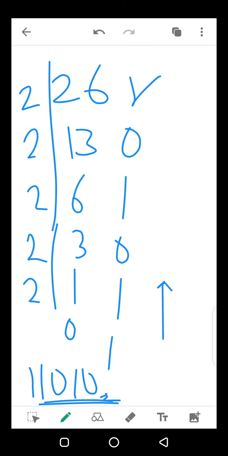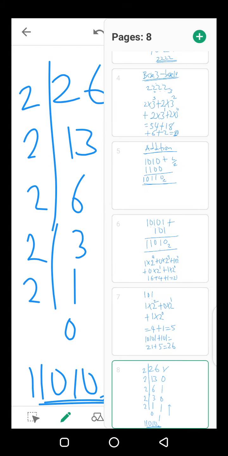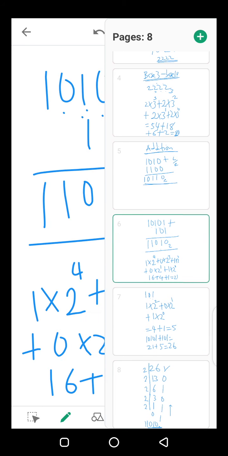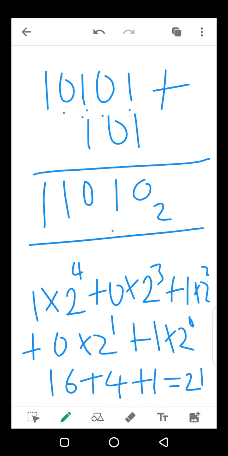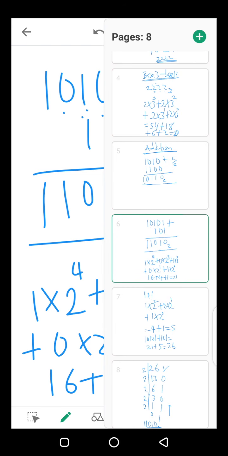11010 to base 2. Is that what we got before? Yes, it is. 11010 to base 2. So our answer is correct.